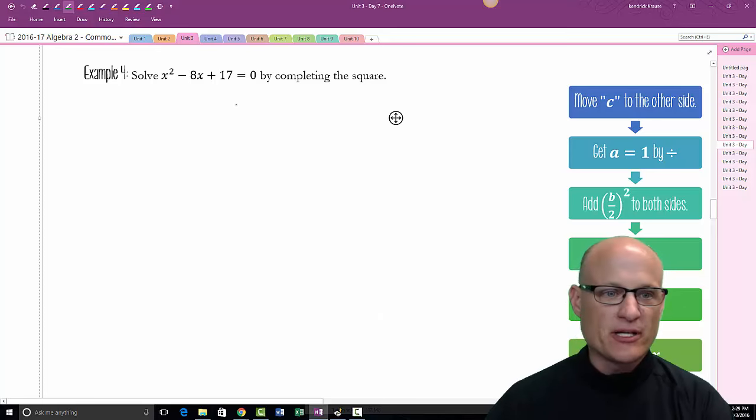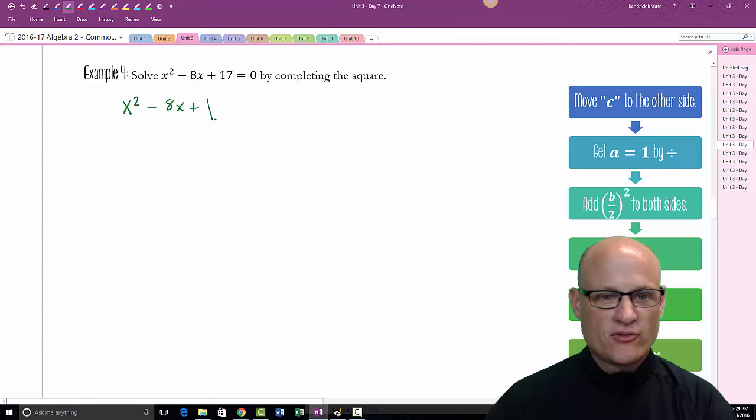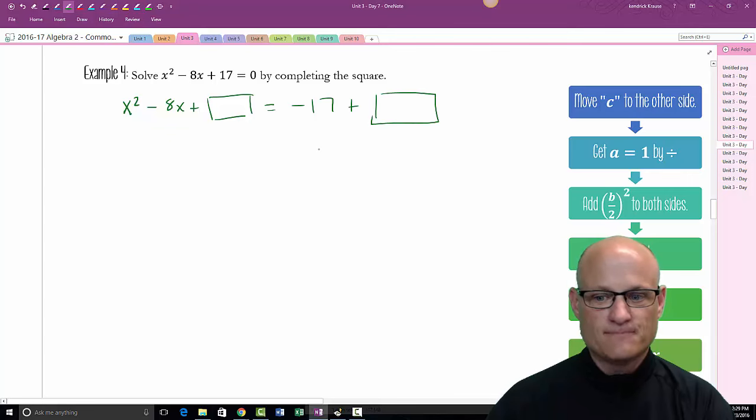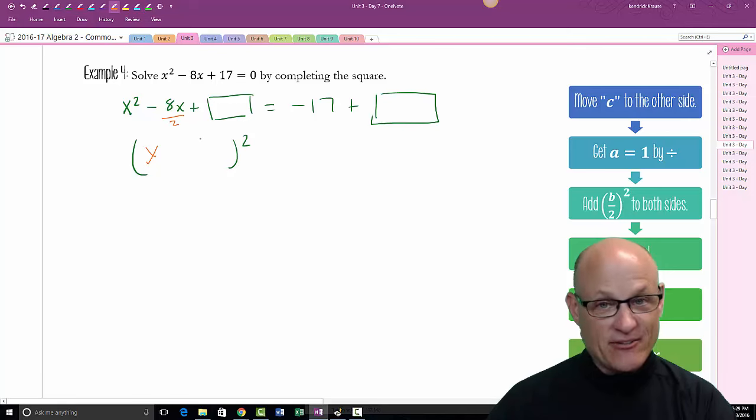All right, we're going to do this by completing the square. First step is move the constant over. So x squared minus 8x. Now, I'm not going to have to divide later, so I'm going to put the plus square already here. Equals negative 17 plus square. I'm going to take this next step. I'm going to take half of the middle. So what's half of negative 8? Oh, it's negative 4. And what's negative 4 squared? Positive 16.